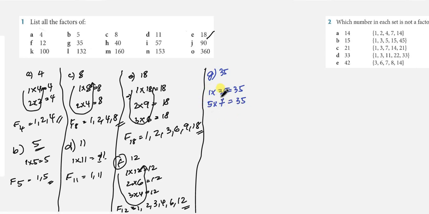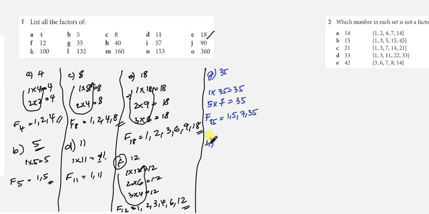So 1 times 35 is equal to 35, and 5 times 7 is equal to 35, and there is no other number because again it will repeat, 7 times 5. So we are going to write F35 is equal to 1, 5, 7, and 35.